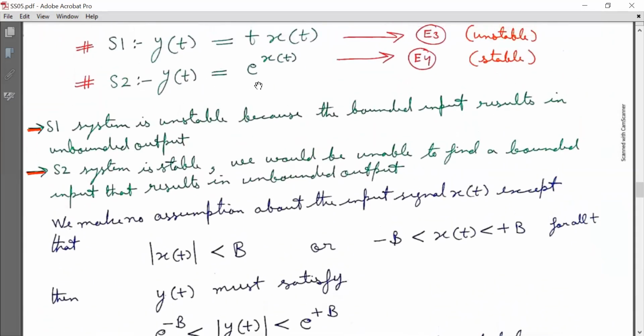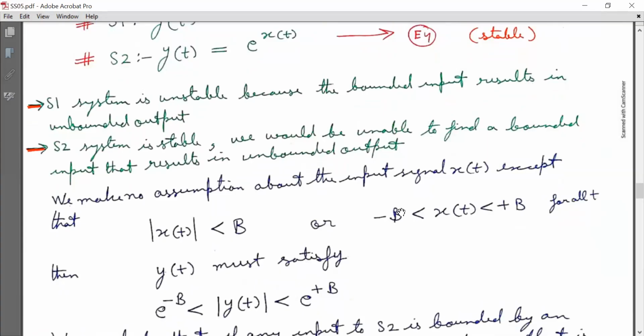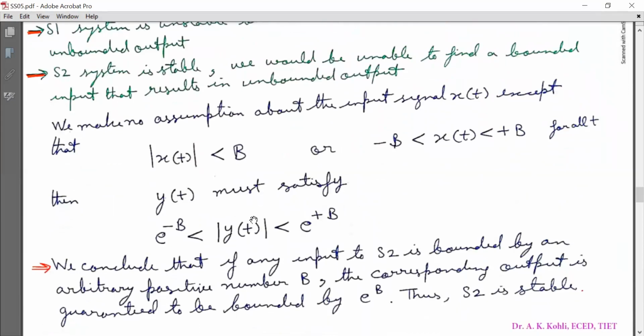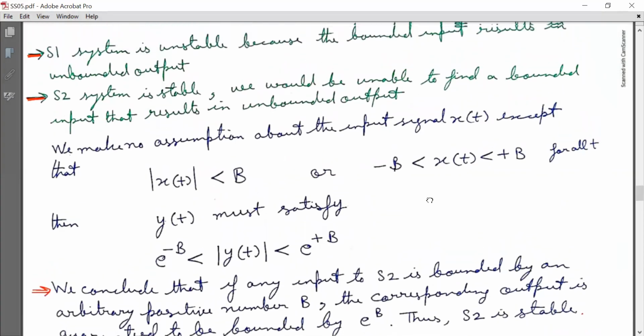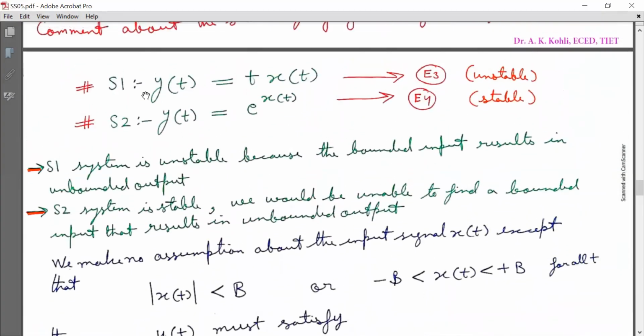Look at this, yt is equal to e raised to power xt. So xt is bounded in the range from minus b to b. So output magnitude yt is e raised to power minus b to e raised to power b. We conclude that if any input to system S2 is bounded by an arbitrary positive number b, the corresponding output is guaranteed to be bounded by e raised to power b. Thus S2 is stable. Therefore, system S1 is unstable and S2 is stable.